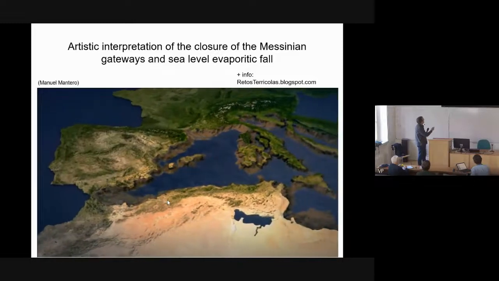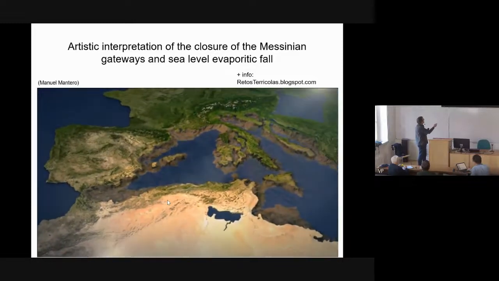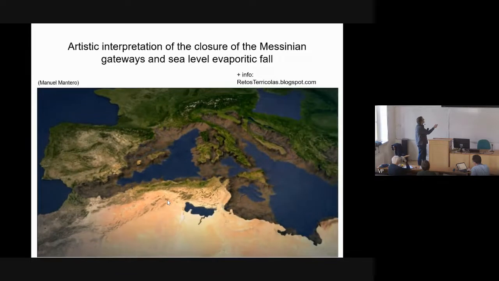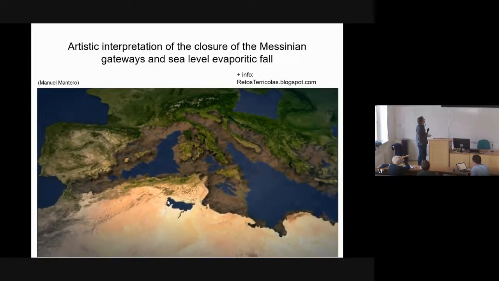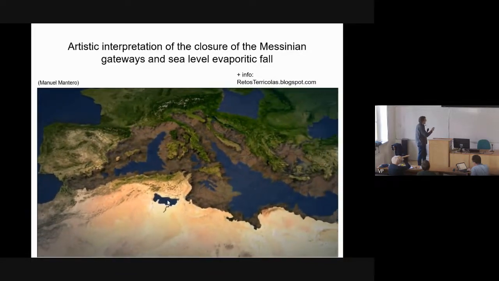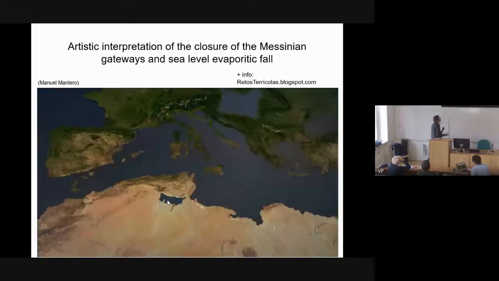So that the closure of the connection is leading to the evaporative drawdown of the entire sea.